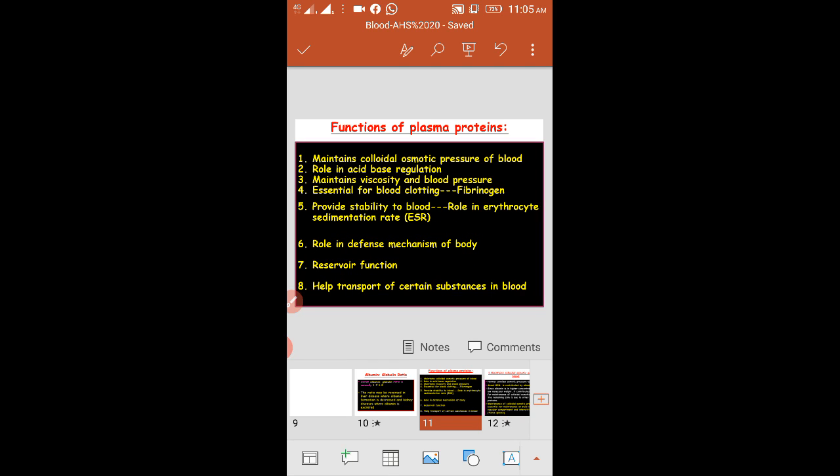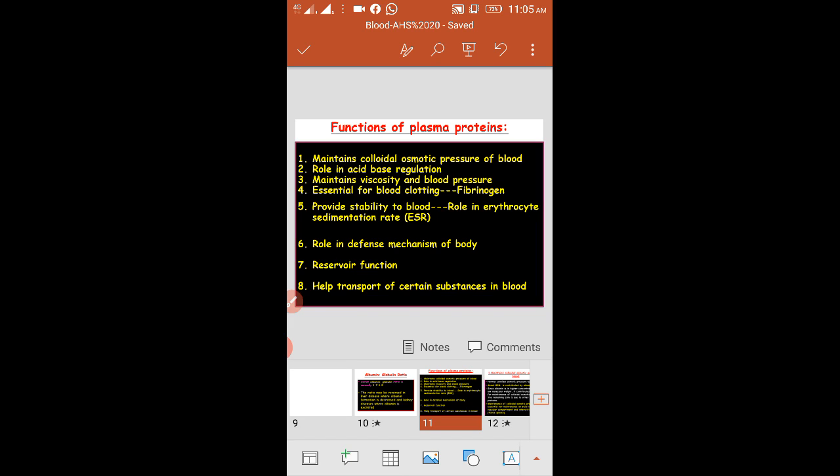So as I told, only the function is important. Functions of plasma proteins, and the names of the plasma proteins are also important. So what are the plasma proteins? Albumin, globulin, thrombin and fibrinogen. So these are the names of plasma proteins.